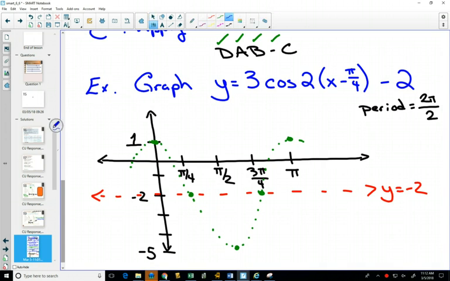Finally, the C value says apply the phase shift, so we need to move everything pi over 4 to the right. So looking at your 5 key points, I'm going to take this one and shift it pi over 4 to the right. I'm going to take this one and shift it pi over 4 to the right, and so on for each of the points, and shift that one pi over 4 to the right. And now I can draw my final graph through all of those points.